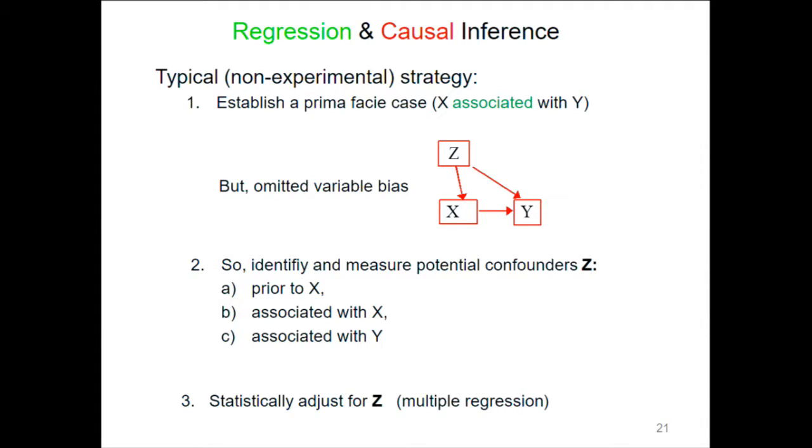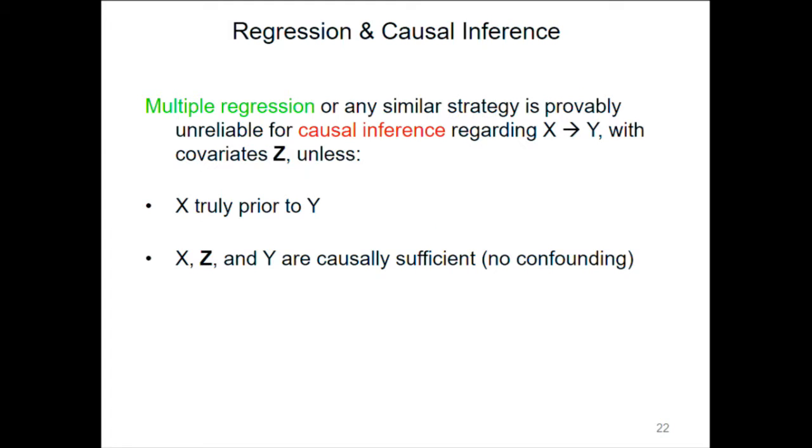Okay, and there's lots of other ways to statistically adjust for a variable, but the most common way is multiple regression in some form or the other. And so for our purposes, I will just use that as the whipping boy or the straw man to rail against. Okay, so it turns out that multiple regression or any strategy is provably unreliable to find out whether X causes Y with covariates, unless X is truly prior to Y.